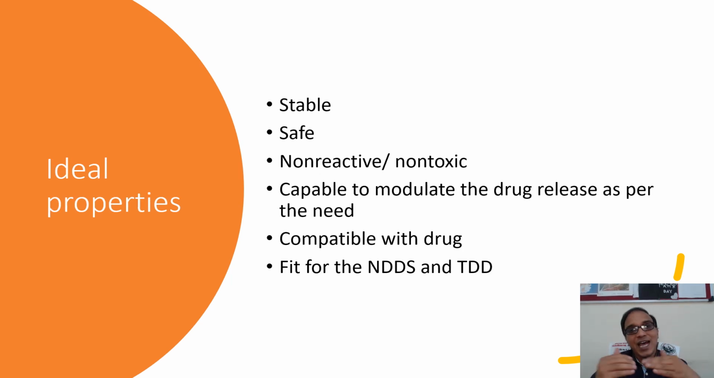Now let's move to the ideal properties of polymers. It must be stable, safe. It must not produce any adverse drug reactions. It should be non-reactive, non-toxic, and compatible or capable to modulate the drug release as per the need. Now the polymer is the driver which is taking the delivery system or which is governing the overall journey of the drug to the site of action or maybe site of measurement.